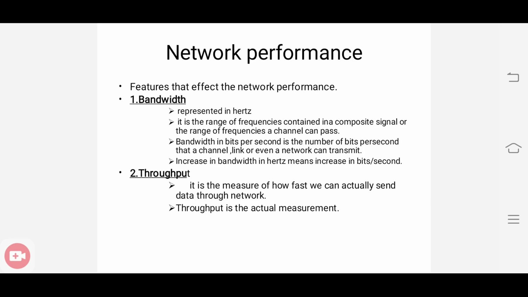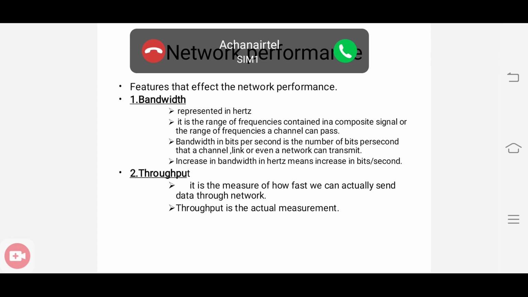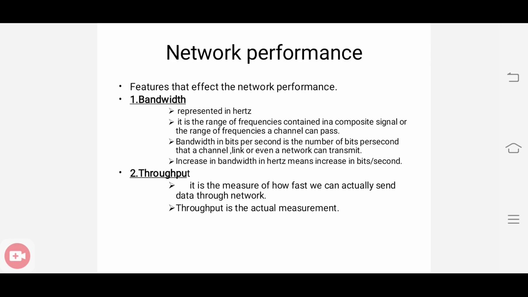So what is the bandwidth? A composite signal contains a range of frequencies, right? Bandwidth is the difference between the highest frequency and the lowest frequency. We can express it in hertz. Also it can be expressed in bits per second. So the first feature that affects the network performance is bandwidth. Clear? Bandwidth can be represented in hertz as well as bits per second, and bandwidth is the difference between the highest frequency signal and the lowest frequency signal in a composite signal. Clear?